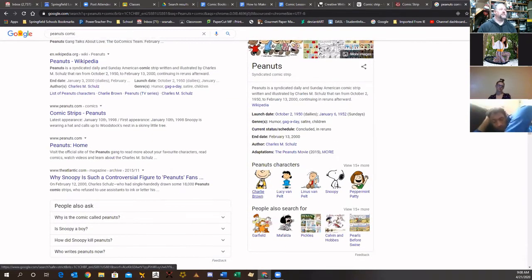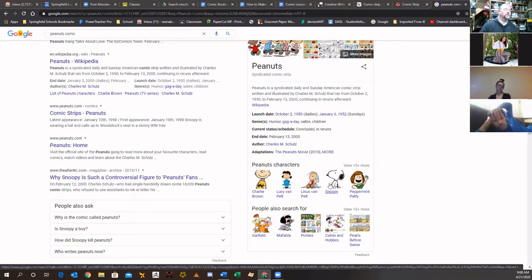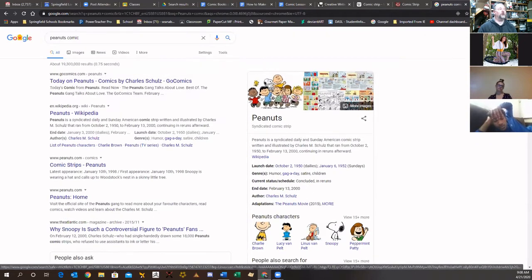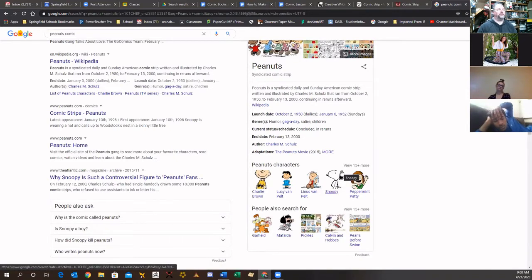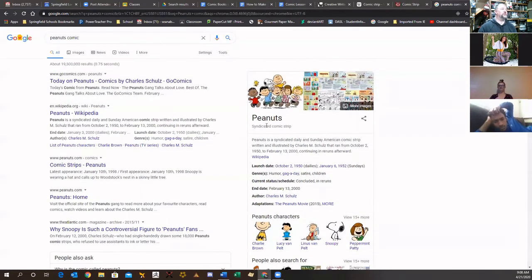Down here, we can see some of the main characters. And one of the main characters is a dog, Snoopy, who could probably be one of the more famous ones out of the Peanuts group. Snoopy, there's two types of characters we have. We have anthropomorphic characters and zoomorphic characters. And I'm not going to define those. You guys are going to define those as we go through this.